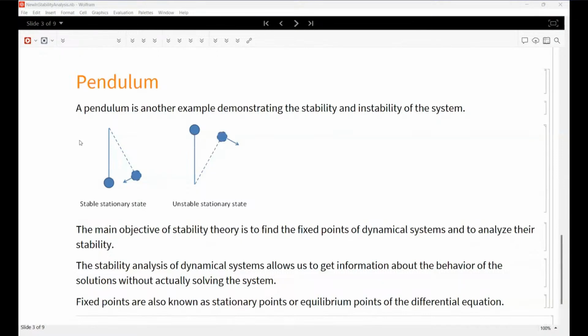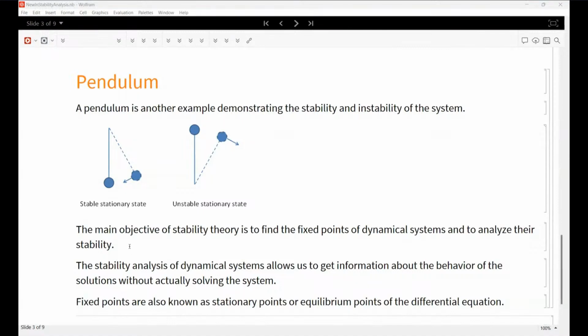For the first case, the fixed point is stable because if you slightly move the pendulum from this state, it will start to oscillate and eventually will return to the stationary state due to the damping effect. But in the second case, if you slightly move the pendulum from this stationary state, it will never return to that state again by itself. So the main objective of stability theory is to find all the fixed points of dynamical systems and also to analyze their stability.